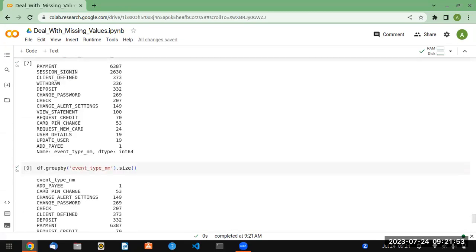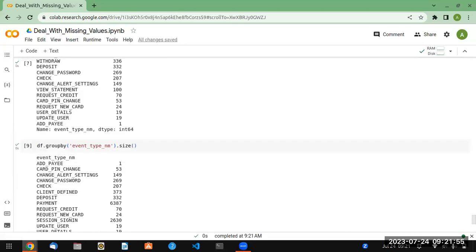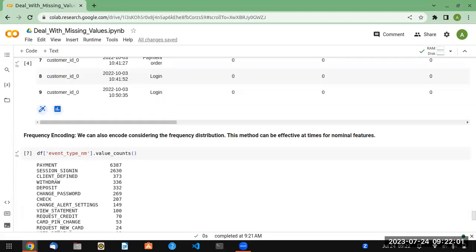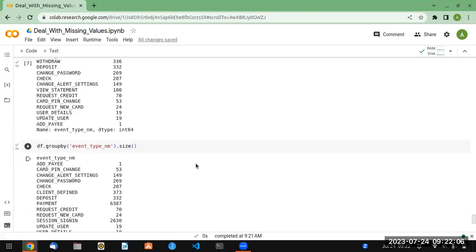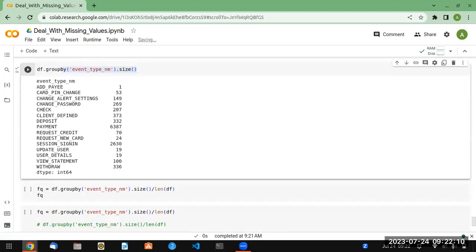Payment. So this is nothing but the same result that we are getting above, right? Value counts. So you can use value counts, or you can use group by. Same result but a different way to do it.